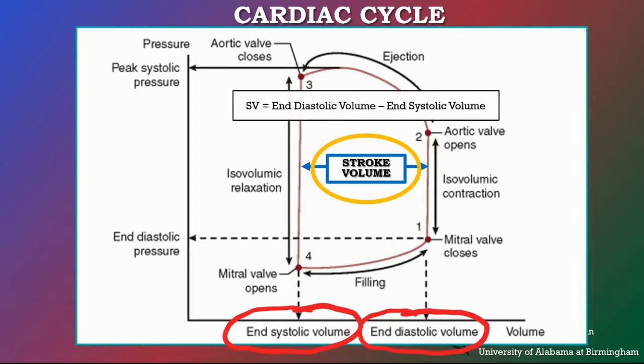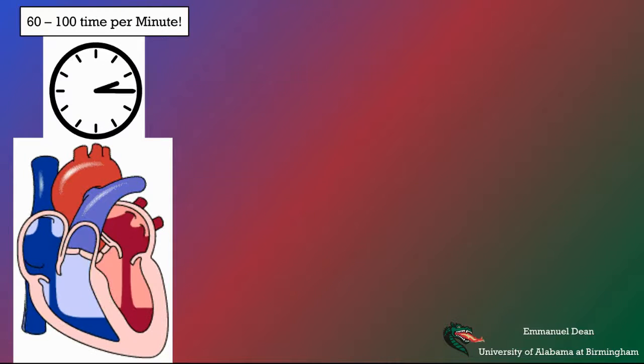One thing to note here is that the end diastolic volume minus the end systolic volume is the stroke volume, which is the amount of blood pumped by the ventricles in each heartbeat. The average person's heart beats 60 to 100 times per minute, and when discussing the heart's blood flow, these are a few calculations to know.